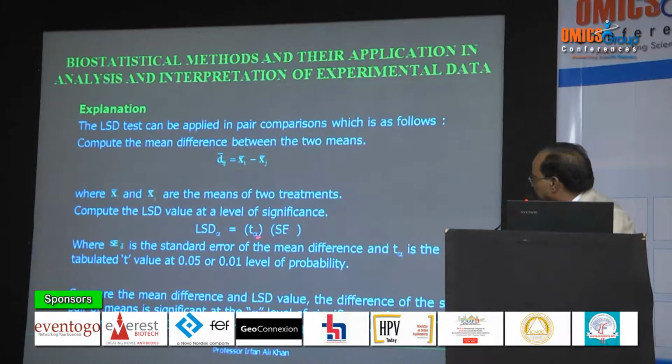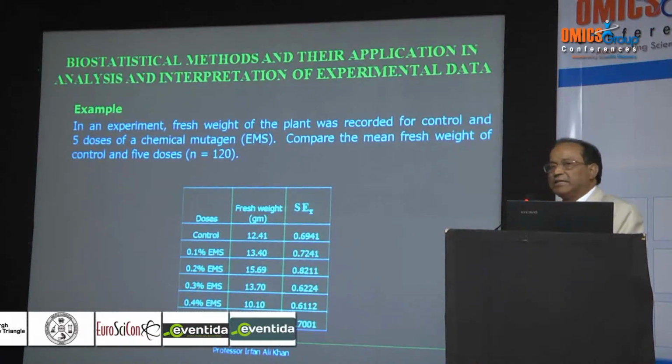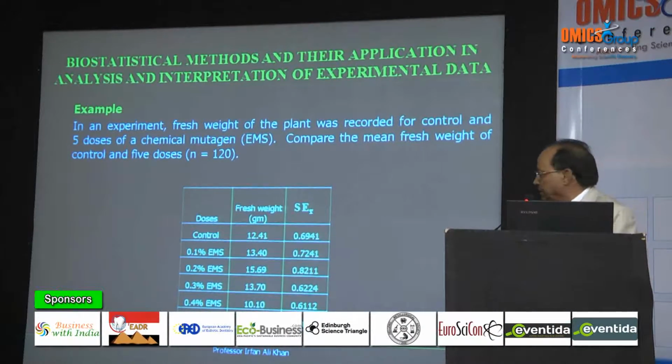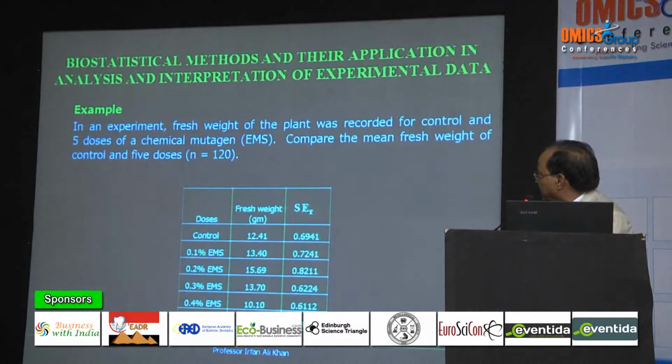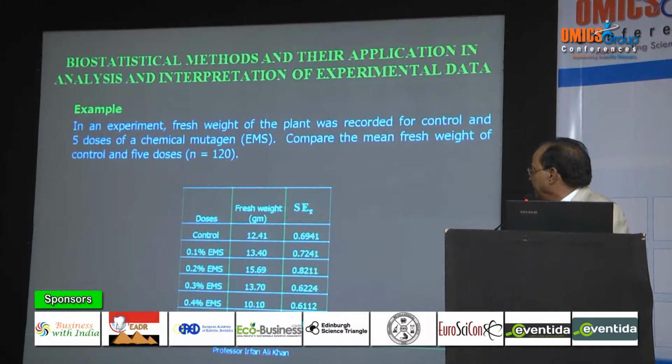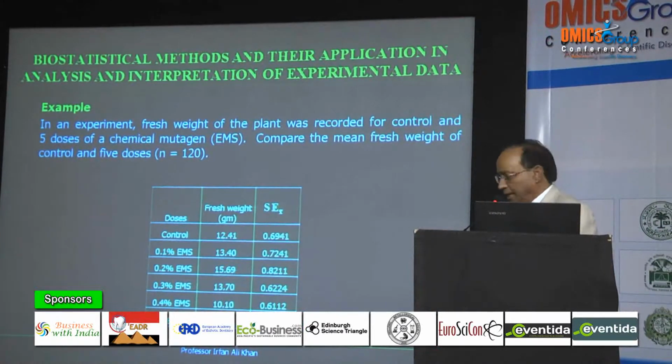Now the next part of the problem, we have to explain and talk about this calculation. So I'll move to the last part of the presentation, where in an experiment the fresh weight of the plant was recorded for control and 5 doses of the chemical treatment, mutagen. Compare the mean fresh weight of control and 5 doses. This is the problem, how to calculate.